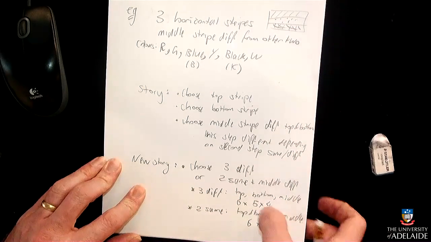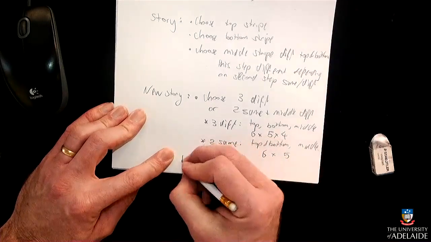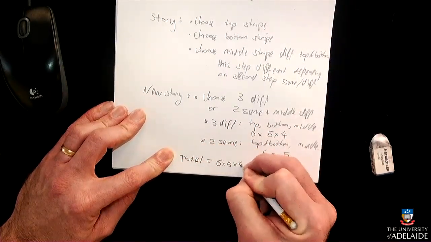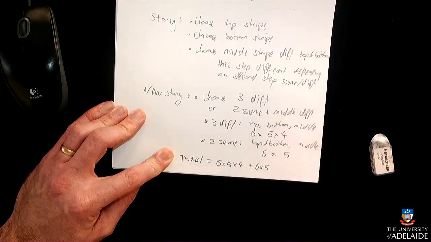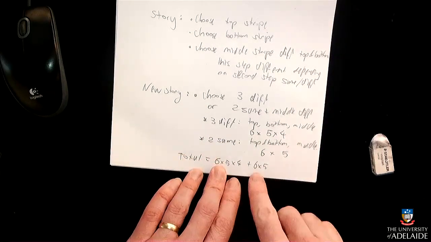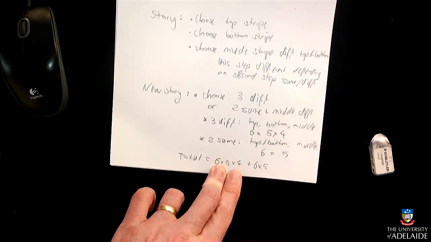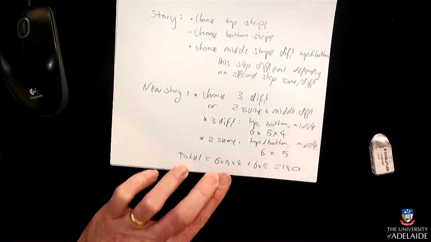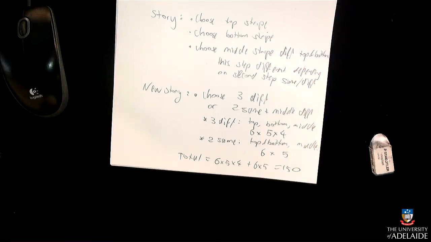So it looks like the total is those two things. So 6 times 5, which would be 30, times 5, 150. Apparently.